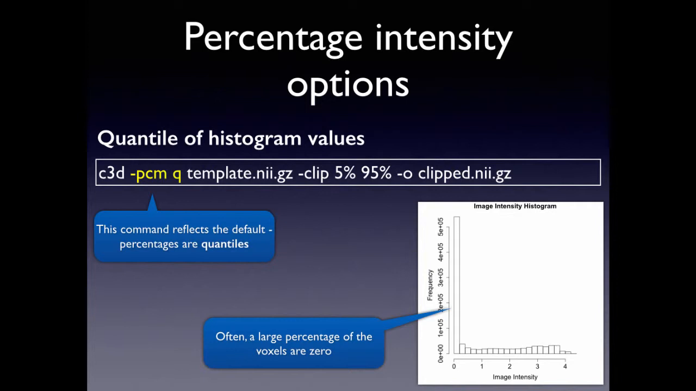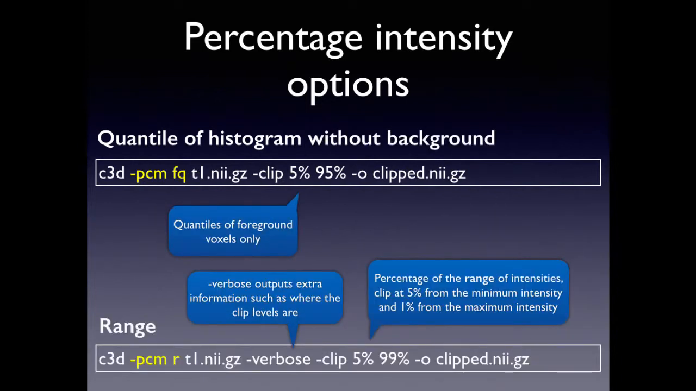So it just means bin the image into a histogram and compute the quantiles and then apply the subsequent commands accordingly. So often this is not what we want to do because a large percentage of most or many images is 0. It's background. So if you've got a brain in a larger image, a lot of the voxels will be 0. So we can actually change that to ignore the background value with this -PCM FQ or foreground quantile. So now we're clipping between 5 and 95%, or the 5th and 95th percentiles of the non-zero or the non-background voxels.